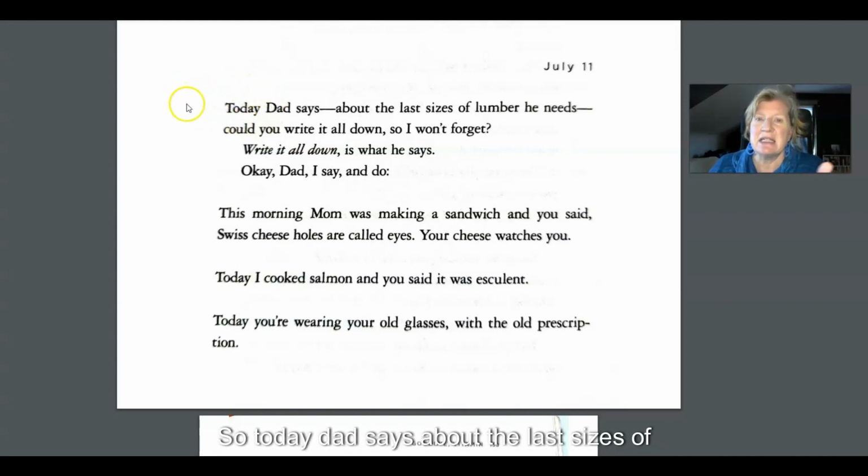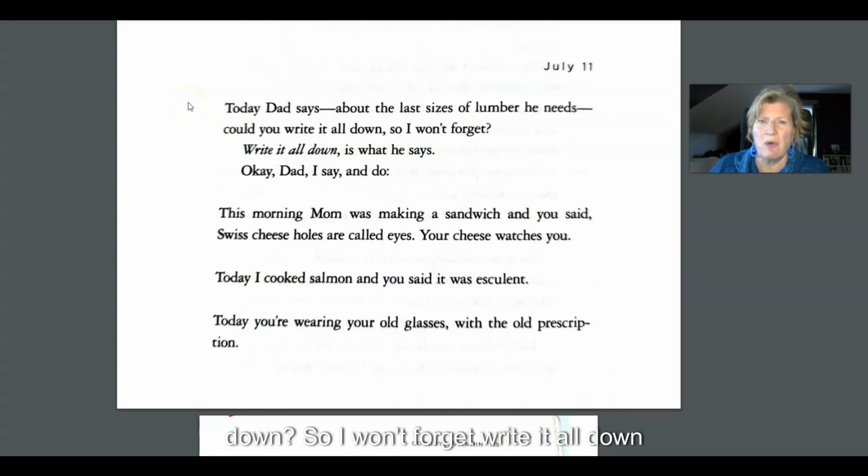Today, Dad says about the last sizes of lumber he needs. Could you write it all down so I won't forget? Write it all down is what he says. Okay, Dad, I say, and do.